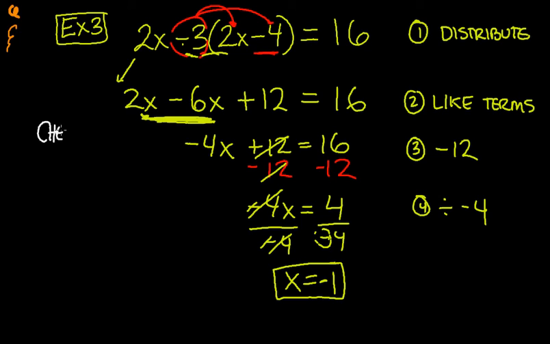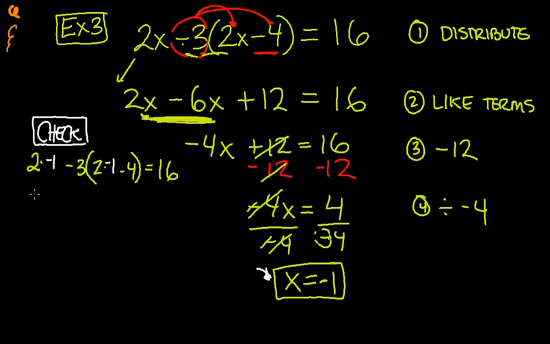If we wanted to check, if I put negative 1, if I put this answer, negative 1, into the equation, I should get the correct answer. So let's try that. So it starts with 2 times negative 1. And then it's minus 3 times 2 times negative 1 again. Minus 4. And all this should be equal to 16.